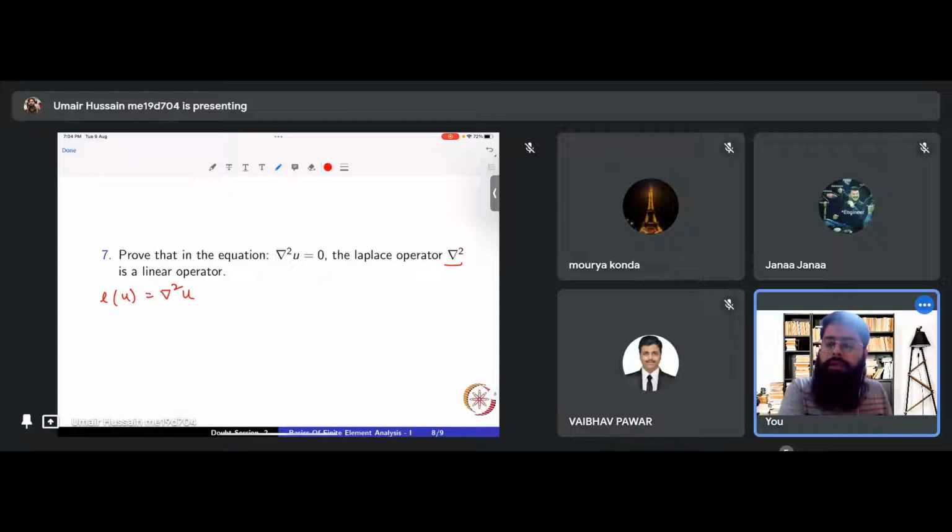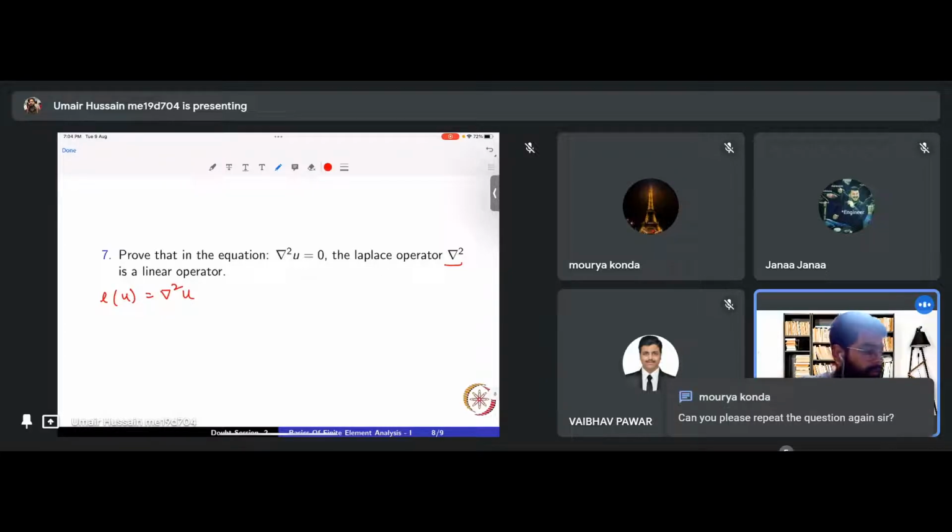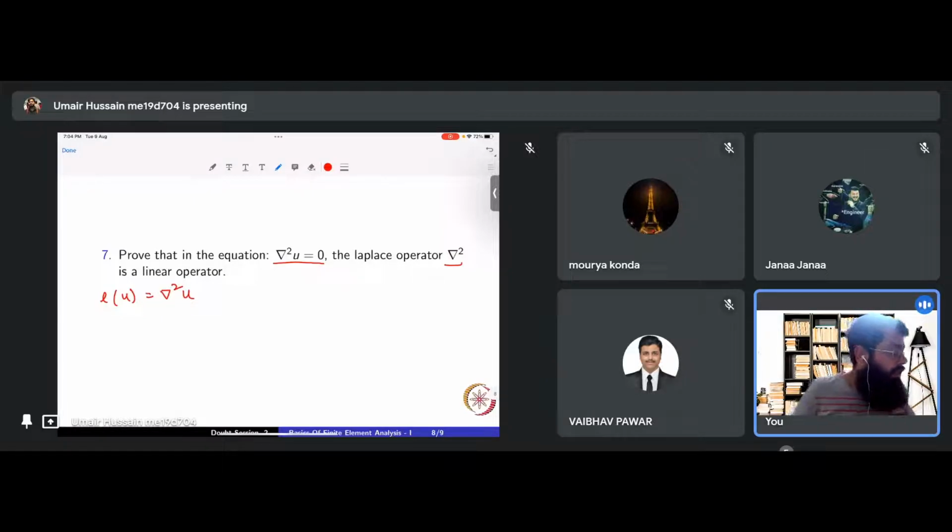Think about it. So the question is for this equation, gradient square u equals 0. I have it just for illustration. There's some operator gradient square, this is known as the Laplace operator, on this variable u. So tell me if this operator is linear or not. Basically some kind of operation is being done on variable u here. So this is the way of representing it, that is basically the Laplace operator. So can you tell me if this Laplace operator is linear or not?